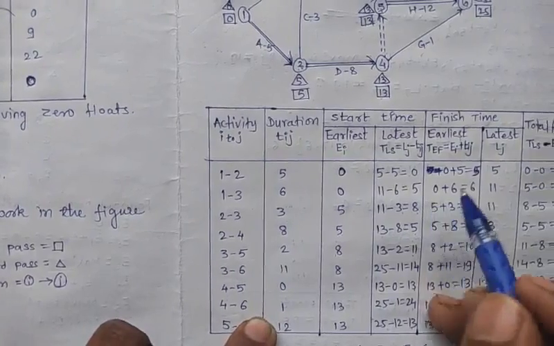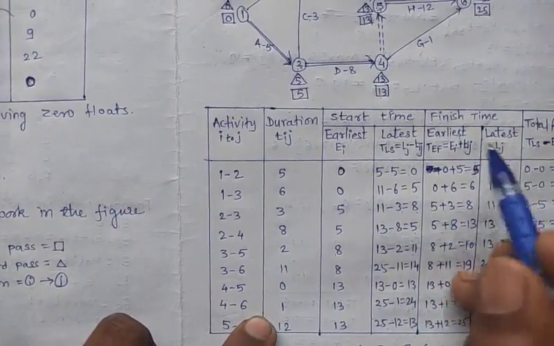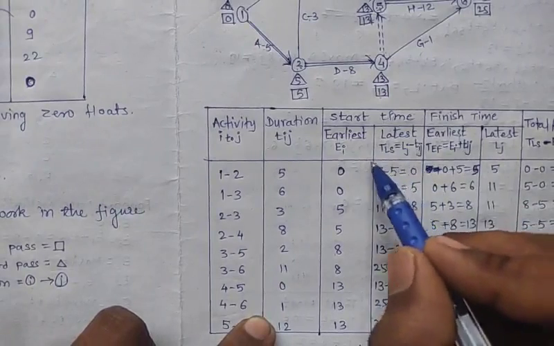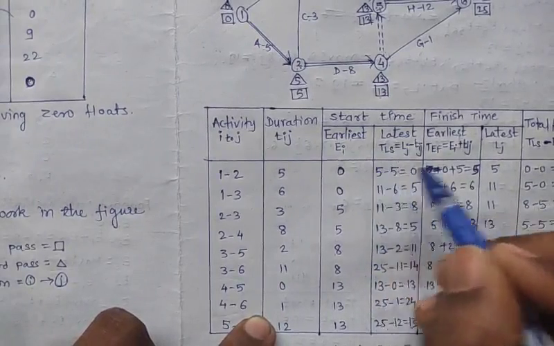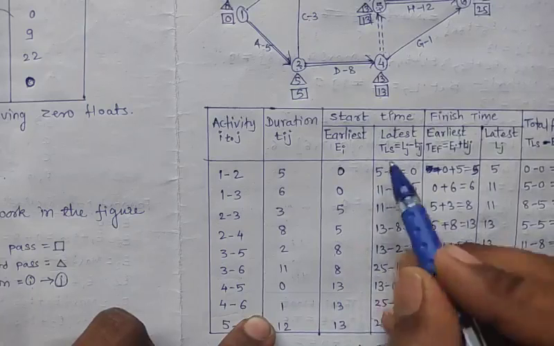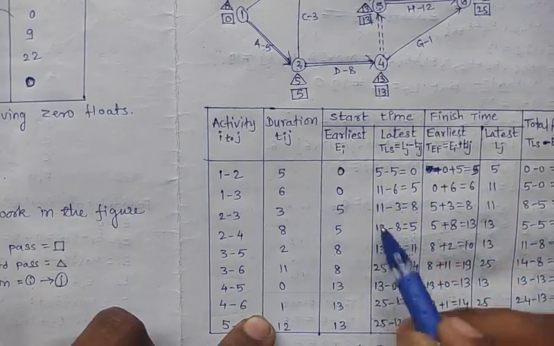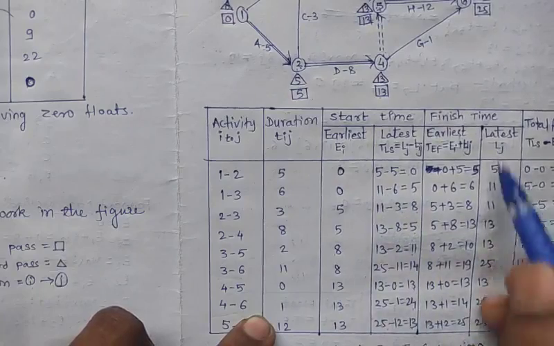Now next, calculate the latest. So we have the latest value. So here is Lj. This first value is the latest. So write down this first: 5, 11, 11, 13, 13, 25, 13, 25, 25 as it is here. So this is the latest.